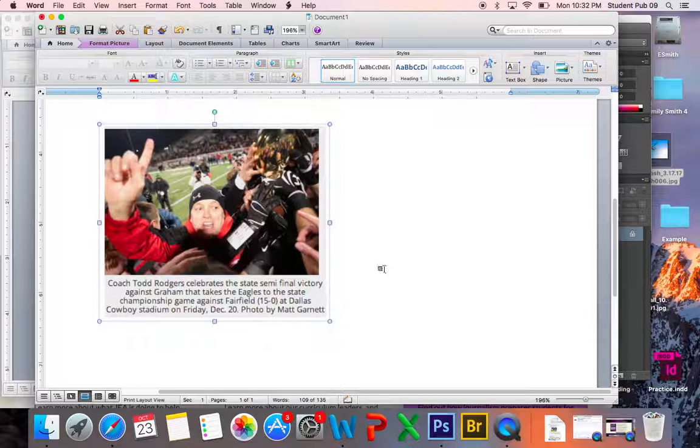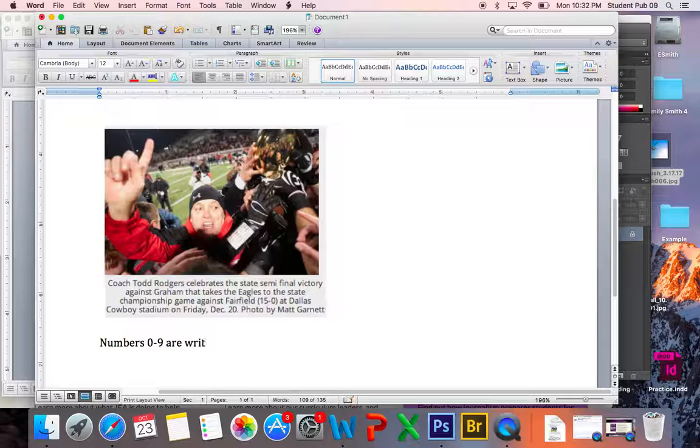Another thing about AP style is that numbers 0 through 9 are written out, and then for 10 or higher, you use the numeral. Okay, that's just an example of AP style.